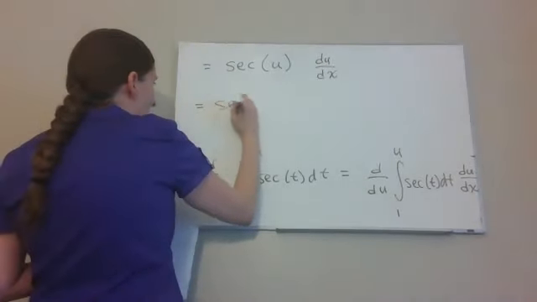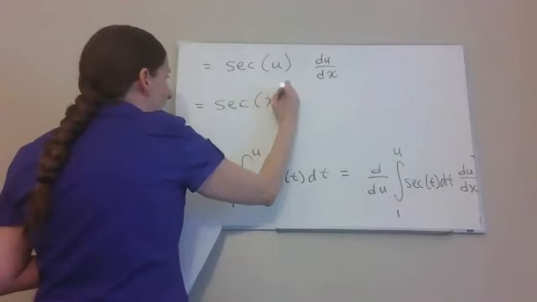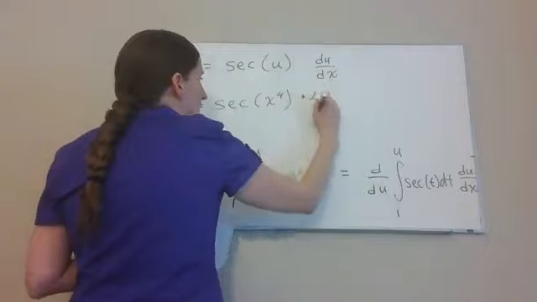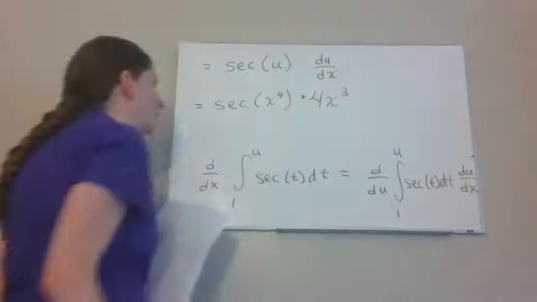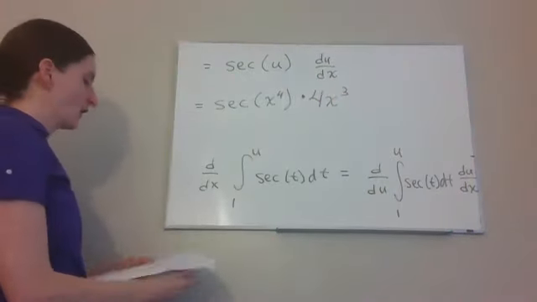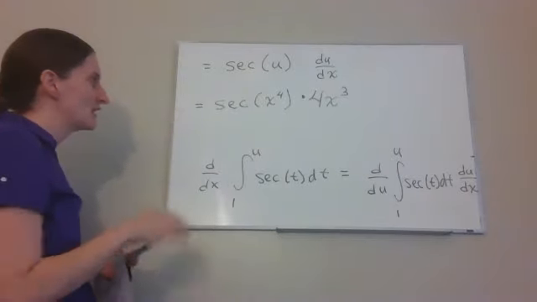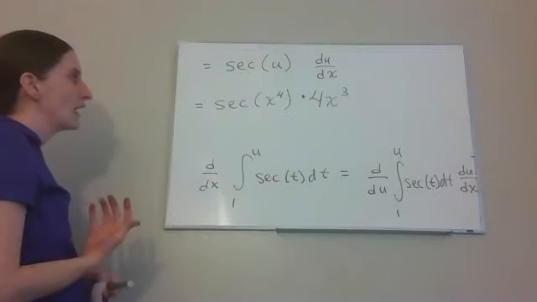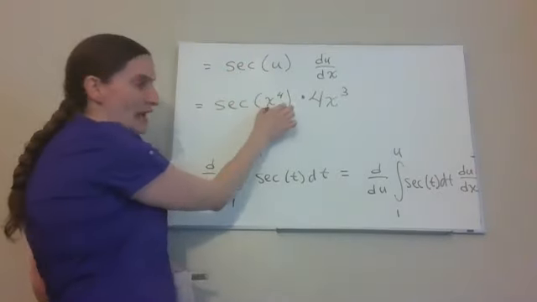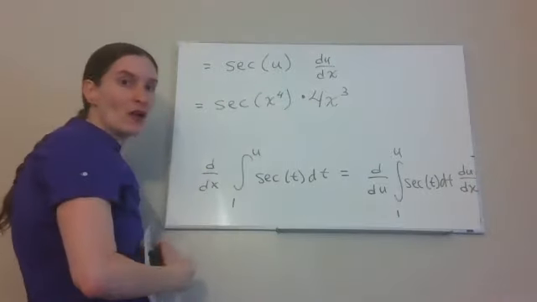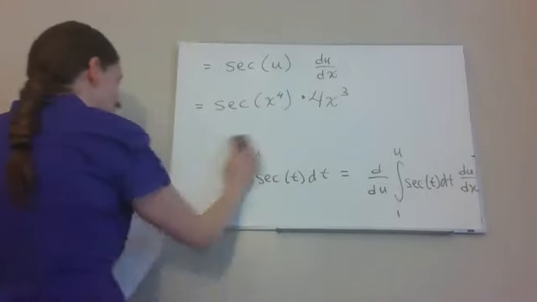Now I just have to plug my u back in. So I get secant of x to the fourth times the derivative of x to the fourth, 4x to the third. So this was showing every single step, but notice that to get to the final answer, all I had to do was plug that function of x into my secant and then multiply by the derivative of that.